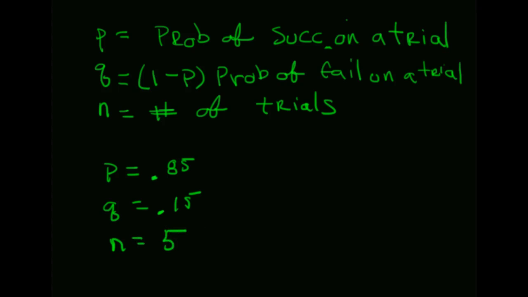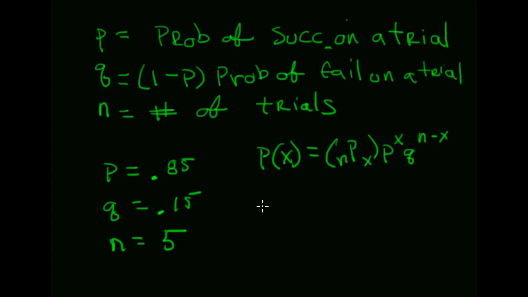Now, there's a formula for this, okay? The formula is that the probability of getting X successes is N permute X times P to the X times Q to the N minus X. Now, good news for you. You don't need to memorize this, okay?